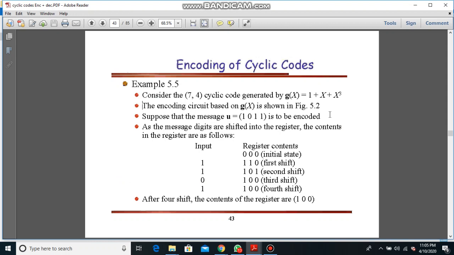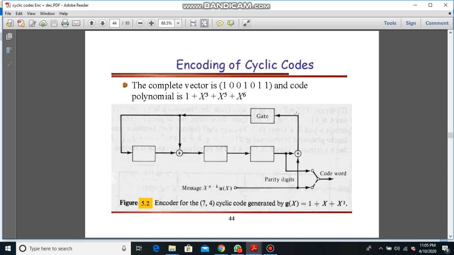Next, this is the example. Consider a (7,4) cyclic code generated by g(x). Given the encoding circuit based on g(x) is shown in figure 5.2. You can see the figure. This is my figure. How many shift registers are used? Only 3 shift registers are used. 1, 2 and 3. Clear?